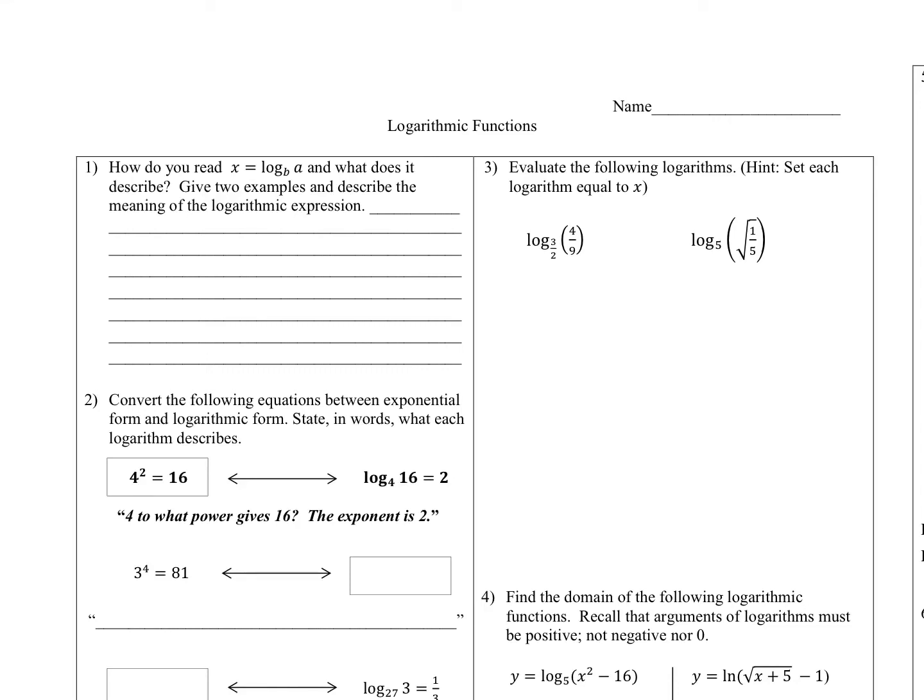All right, we're gonna look at the log function's homework. So when we read this statement here, we're saying x is equal to log base b of a. And what this describes is an exponent. So if we have something like log base 2 of 8, this is equal to the exponent that when you take 2 to it, you get 8. So this is really the number 3, just another way of writing that.